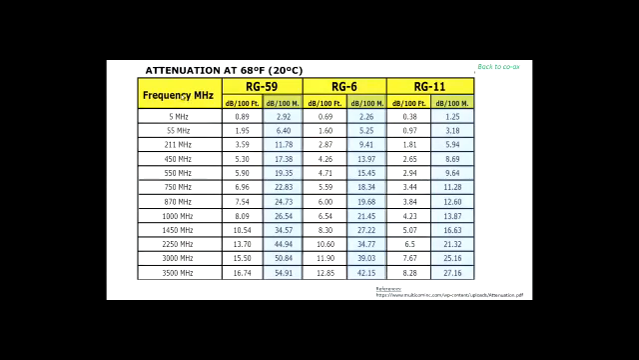Okay. Now, here's the frequency in megahertz. So here are the lower frequencies, there are higher frequencies. So 5 megahertz up to like 3,500 megahertz. And here is RG59, RG6, RG11, and I didn't list the RG58 here, but if you want, you can Google that if you wish.